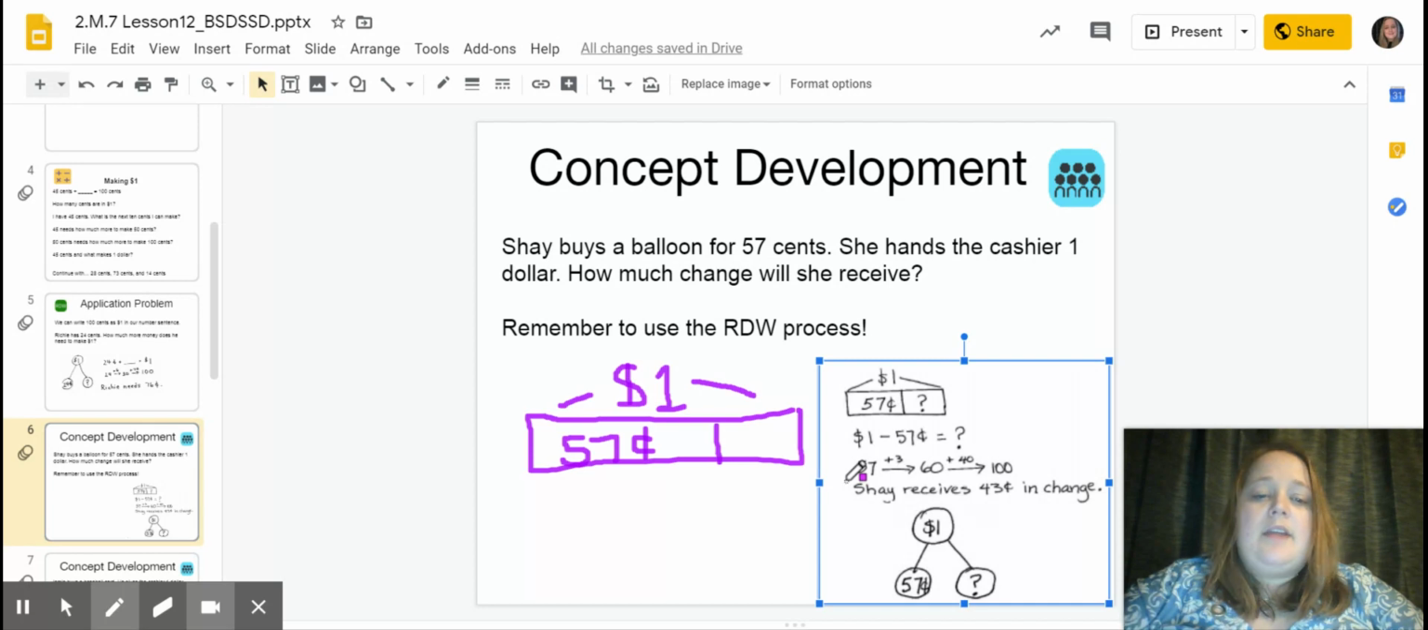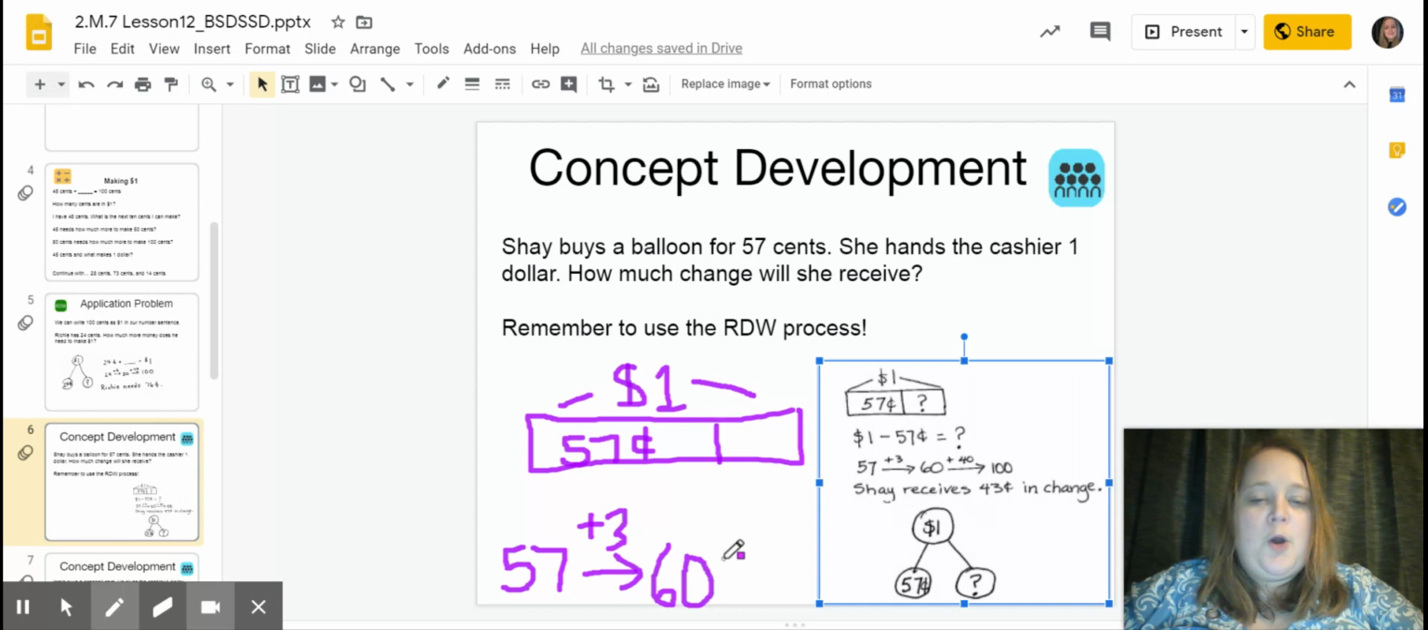And the reason why I would do that is because I'm trying to get to a number that ends in 0. So if I'm at 57, I have to think 7 and what makes 10? 7 and what makes 10? 7 and 3. So if I add 3 here to that 57, that gives me 60. Now, am I at $1 yet?